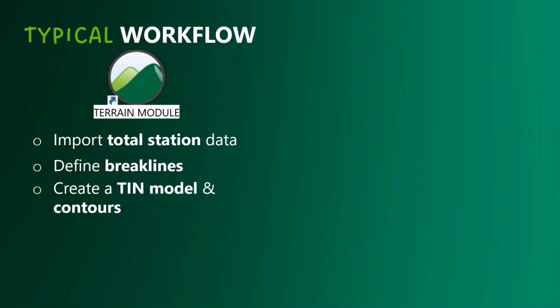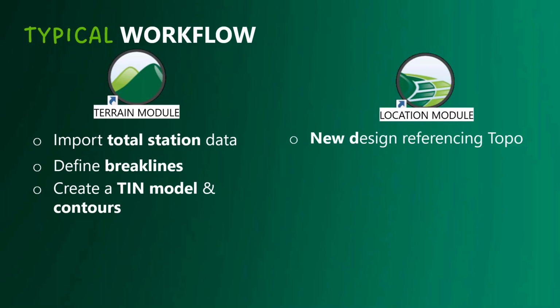From there, we create our TIN model, generate contours. We can show you how you can control your contours, the interval they're at, the colors, etc. And then we save that file, and the extension for that is .terx, so we call it a TRX file.